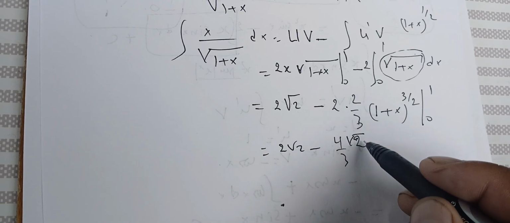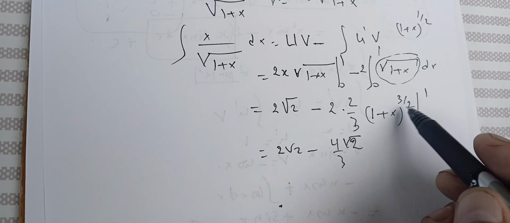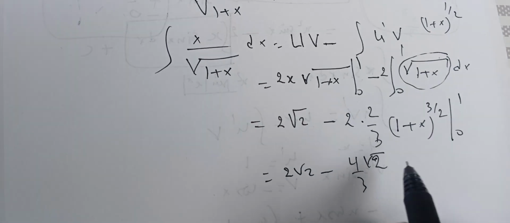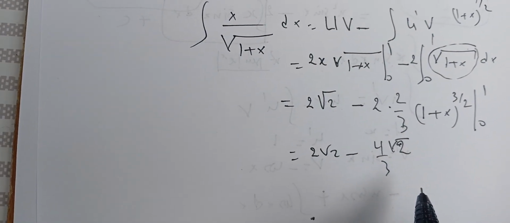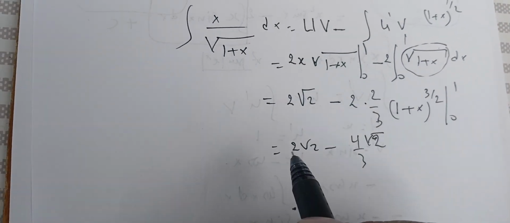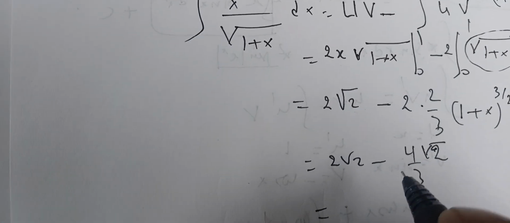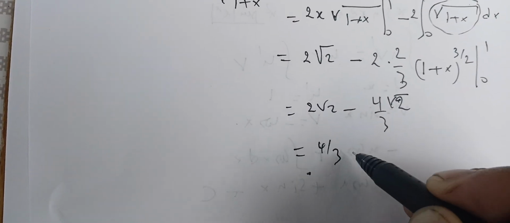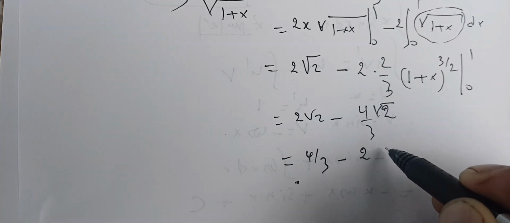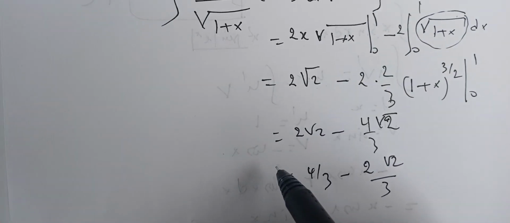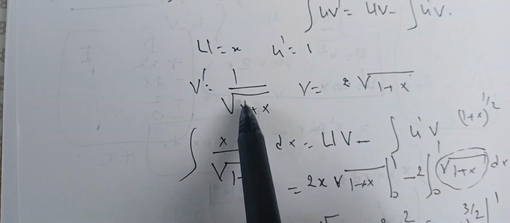Or I can get this one here. So here I get 2. But I need to add more. So therefore I get 4 over 3 minus 2 square root of 2 over 3. This is my final result of this integral.